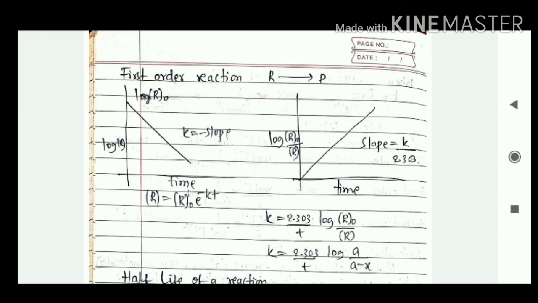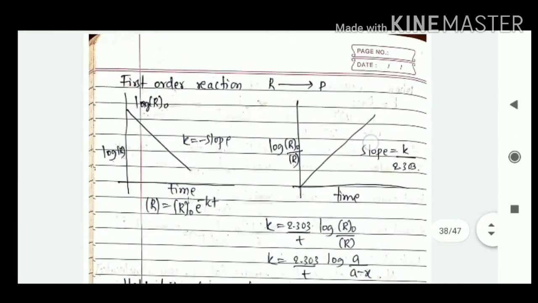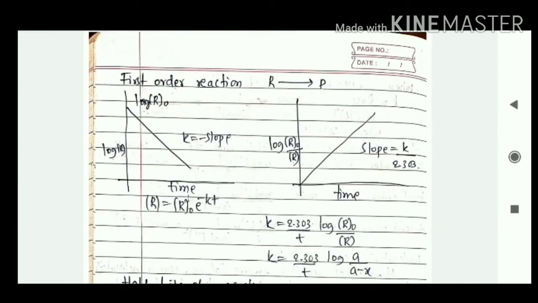So we can plot one more graph. This particular first graph is related to this one, R is equal to R naught e raised to minus k into t. So we can plot one more graph, that is log R naught divided by R versus time.